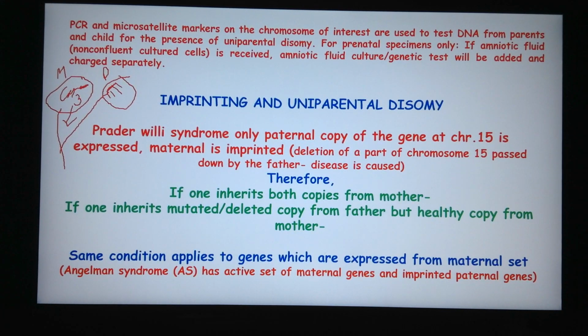A reverse condition applies to Angelman syndrome. In this, an active set of maternal genes is present at chromosome number 15 and imprinted paternal genes are present. So in this case, the paternal genes are imprinted because they are methylated, and the maternal genes are active. If there is any problem in the maternal copy of the gene, it will result in Angelman syndrome, even if the father's copy is healthy. If there is paternal disomy, with both copies coming from the father, then also the Angelman syndrome condition will appear.